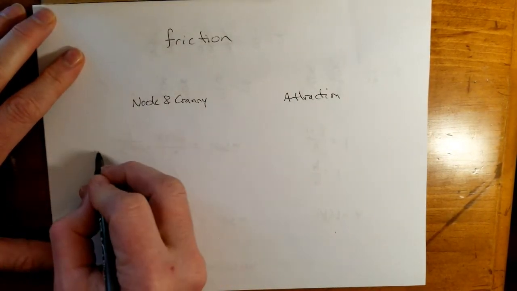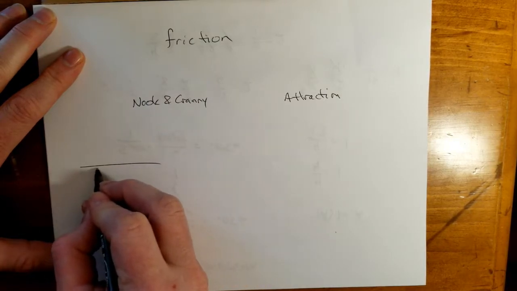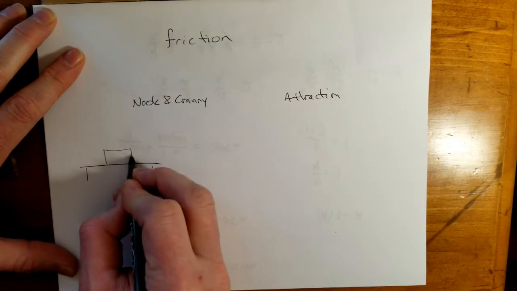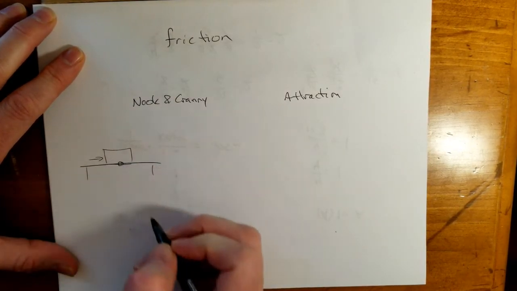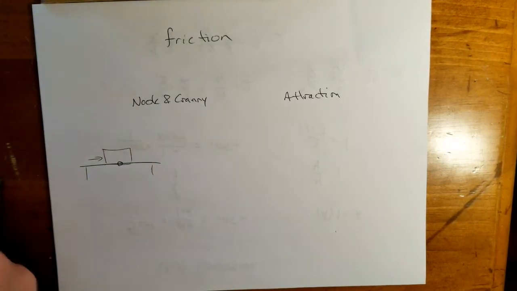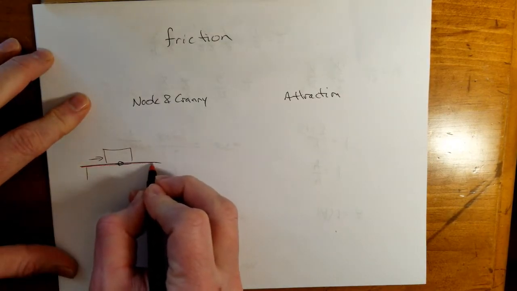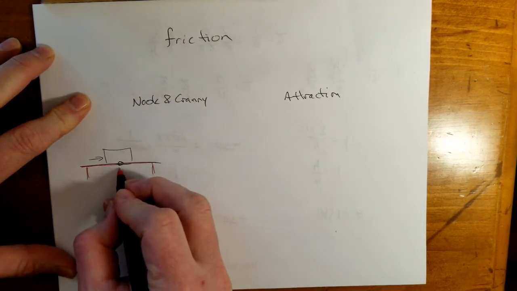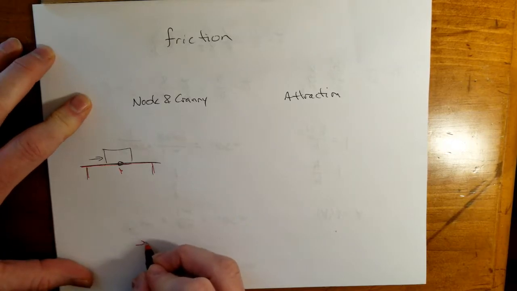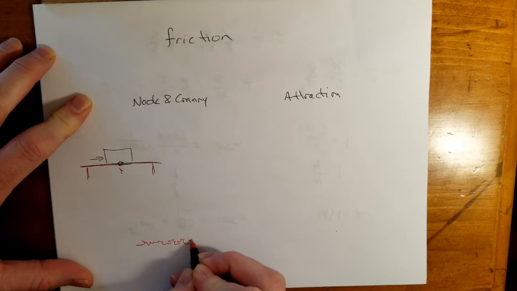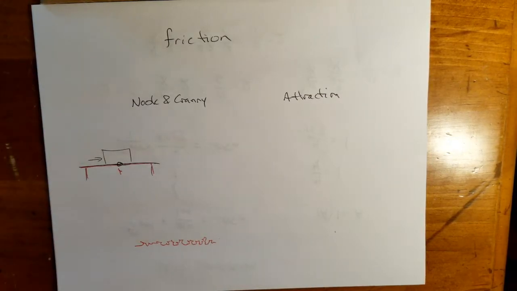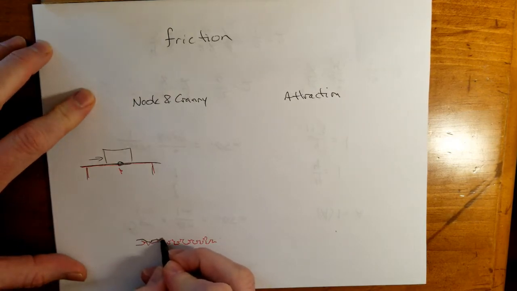Now, if I have a table right here and I have a book sitting on top of it and push on the book, if I look deep down at this, let's give some color to this, let's make the table red. If I look at the detail here, my table is not perfectly smooth. We've got little nooks and crannies at a very small level, if you zoom in with a microscope, and then the book also has them as well.